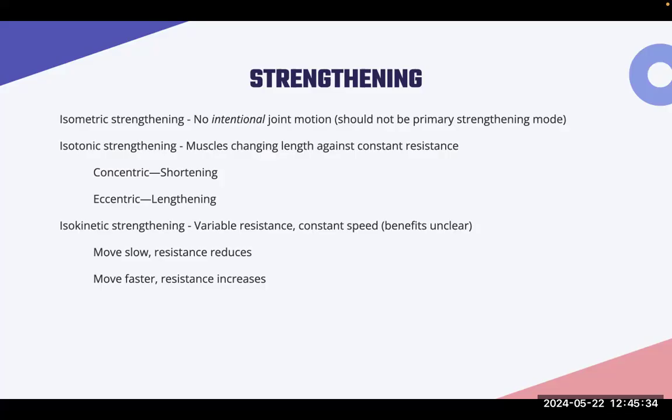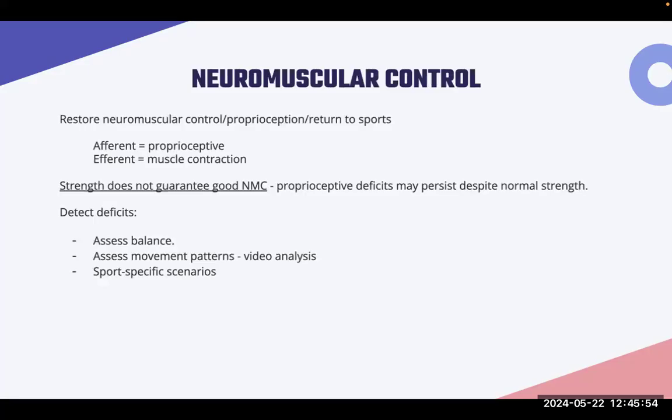And then there's isokinetic. The benefits of this are unclear, so we don't use this much, but really the slower you move, the resistance goes down. You move faster and the resistance increases. So it's a variable resistance, but a constant speed. So that was, we talked about pain control, we talked about stretching and strengthening.